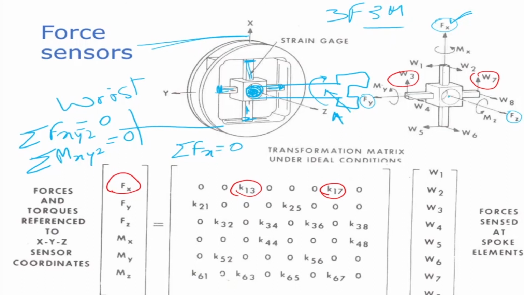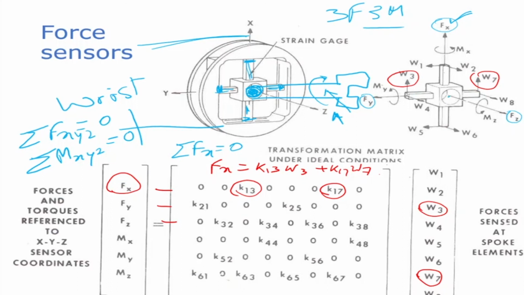Now these are the gains. So this into W3 and W7. So K13 into W3 plus K17 into W7 is equal to Fx. So Fx is equal to K13 into W3 plus K17 into W7. These are the gains of the strain gauge. So if I do this for Fx, Fy, and Fz, I get three force equations.